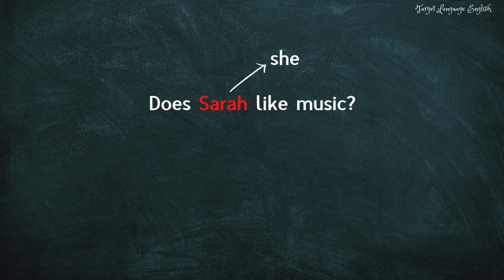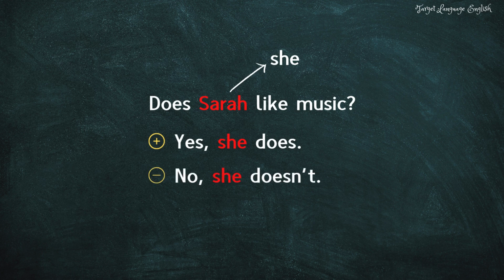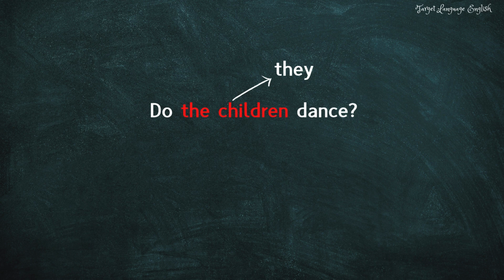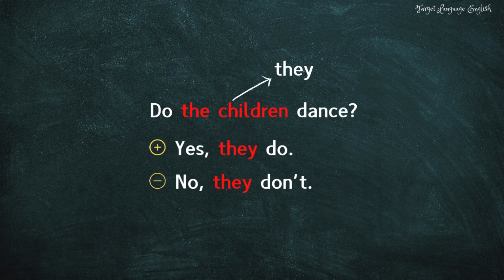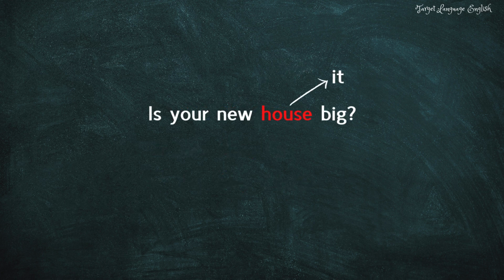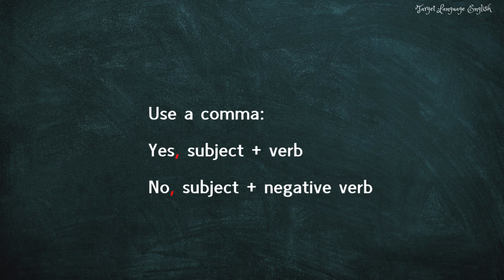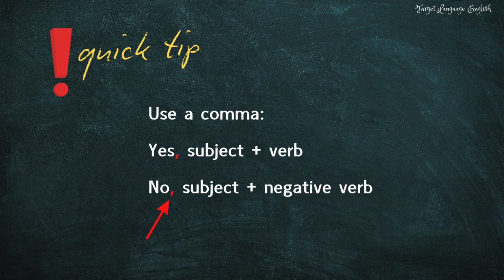If we have a noun in the question, the short answer uses the appropriate pronoun that replaces the noun. For example, does Sarah like music? Yes, she does, or no, she doesn't. Do the children dance? Yes, they do, or no, they don't. Is your new house big? Yes, it is, or no, it isn't. One important thing to remember, when you're writing, always make sure to put a comma after yes and no.